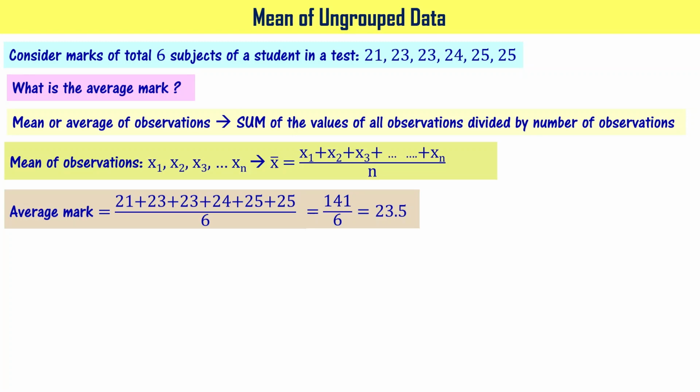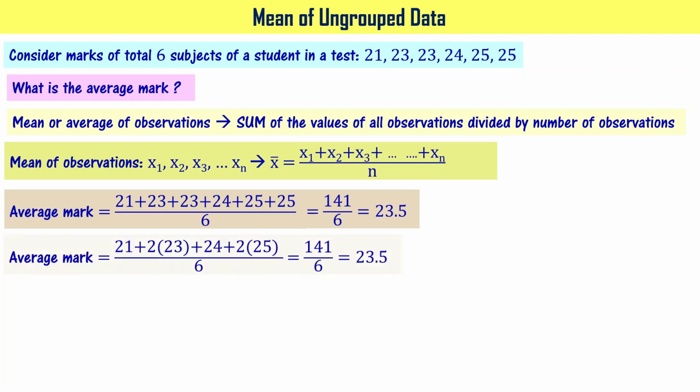This can also be written as, if you observe here, you have 23 coming twice. That's why I have written 2 times 23, right? And 25 comes twice. I'm writing it as 2 times 25. So average mark is going to be, again, 23.5 only. But while writing, instead of writing it as 23 plus 23, I have written it as 2 times 23. In the case of 25, I have written it as 2 times 25, right?